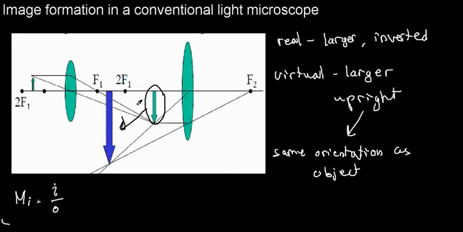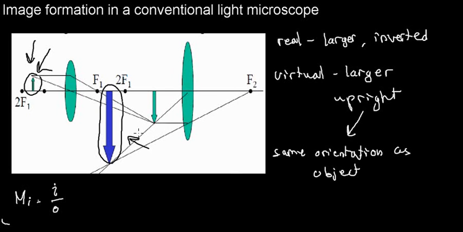So let's consider the end image. This is the end image, and this is the initial object. And I'm only saying initial because at some point this object turned into an image, but this image here turned into an object itself, projecting a virtual image. So this is our initial object, and this is our end image.